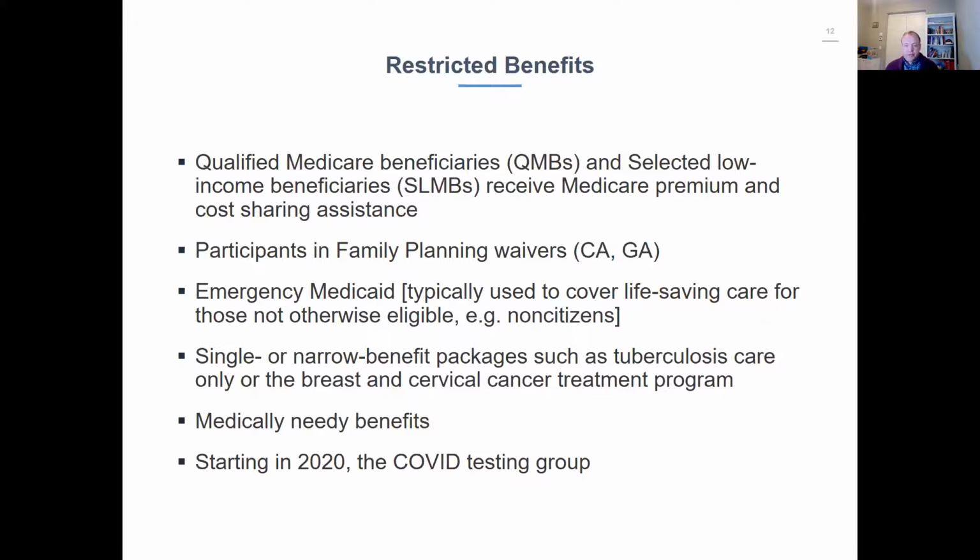Single and narrow benefit packages, such as things for tuberculosis, breast and cervical cancer treatment, medically needy benefits, and starting in 2020, we have the COVID testing group as well. So there's not just, in other words, not just a full Medicaid program. There are also a lot of these kind of restricted benefit type programs that are much more specific.